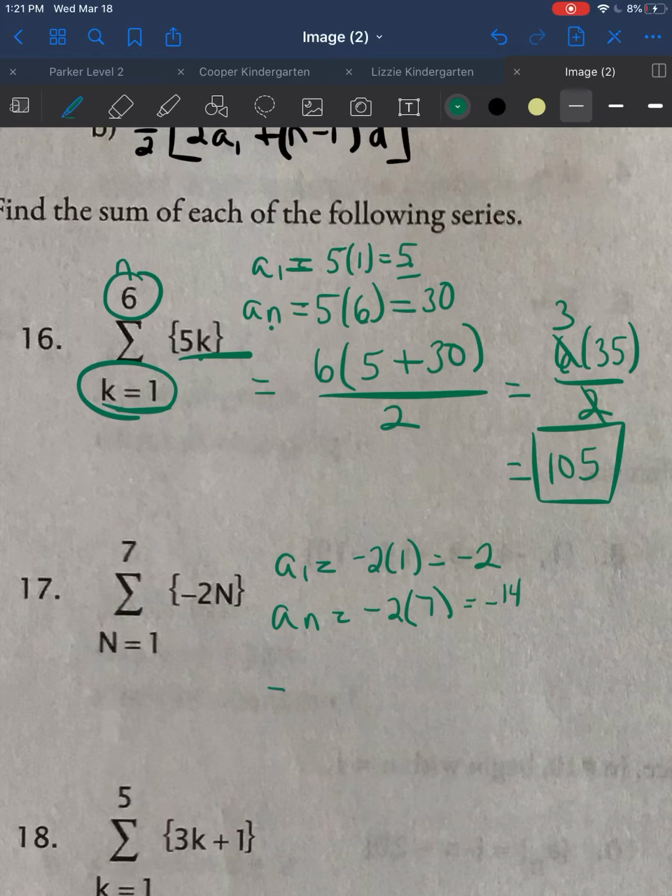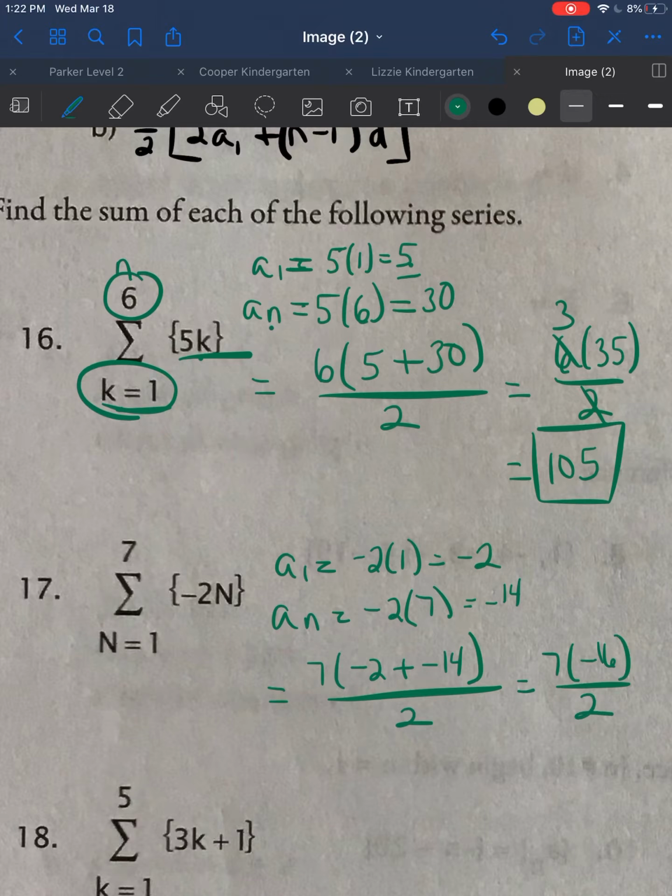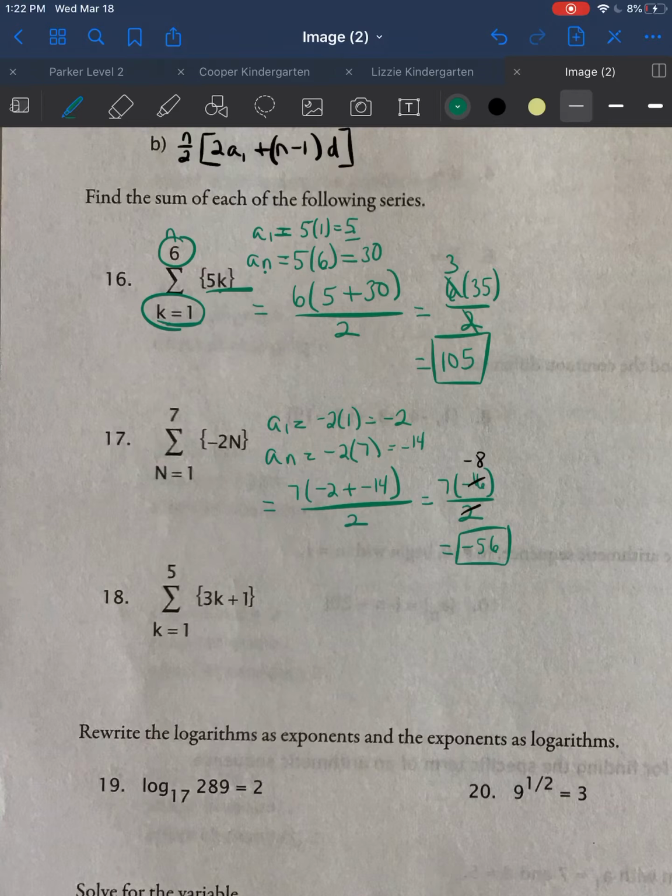Then we use our formula. The summation is equal to n, 7, times negative 2 plus negative 14, divided by 2. This would be 7 times negative 16 divided by 2. Again, I like to make my life easier. So negative 16 divided by 2 is negative 8. And I know that 7 times negative 8 is negative 56. You get your answer there. Okay, you're going to run through that the same way.